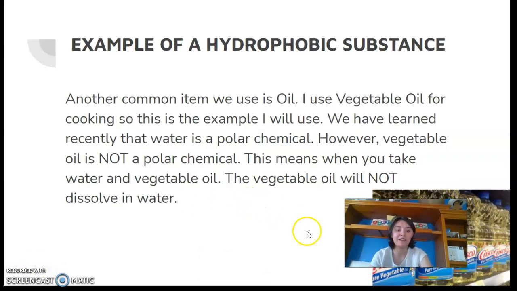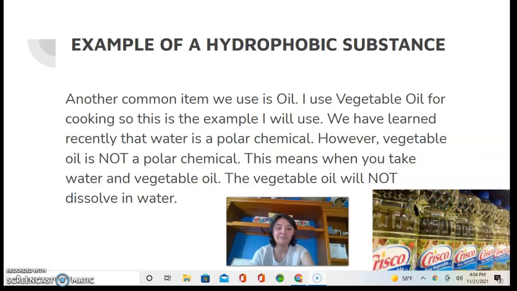So then another common item that we use for cooking is oil. I specifically use vegetable oil when it comes to cooking. So I have recently learned, right? We both have recently learned that water is a polar chemical. So then vegetable oil is the opposite of that polar chemical, which is a non-polar chemical.